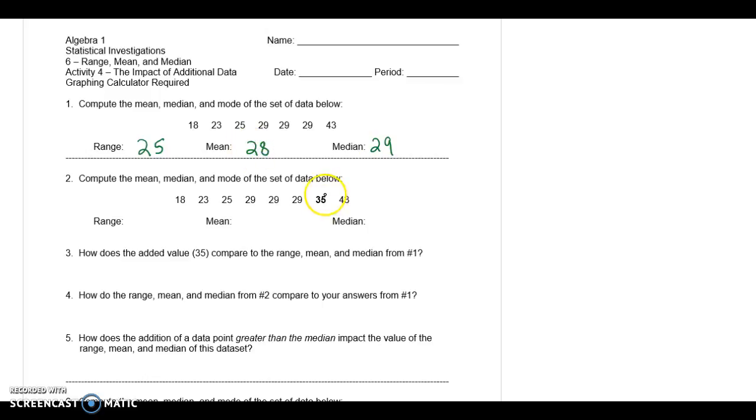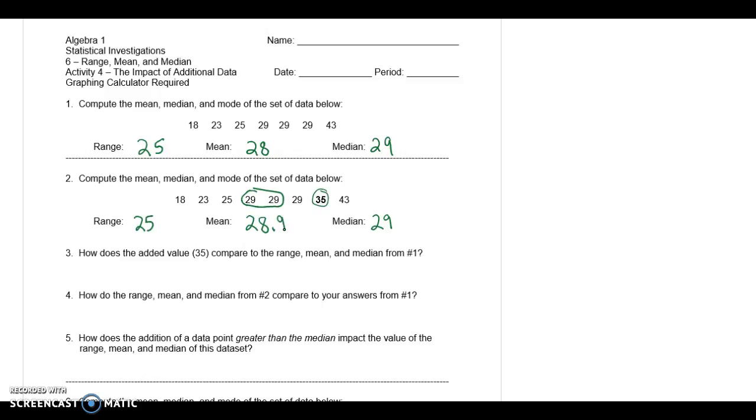Adding another piece of data here, this 35, will change some of our values. If we're looking at this new set of data with a new additional piece of data, it does not change our range, however, because we take 43 minus 18, still the same thing. Our middle number now becomes two middle numbers. So when we find the median there, it becomes 29. And to find the mean, add them up, divide by how many there are, we end up getting 28.9.